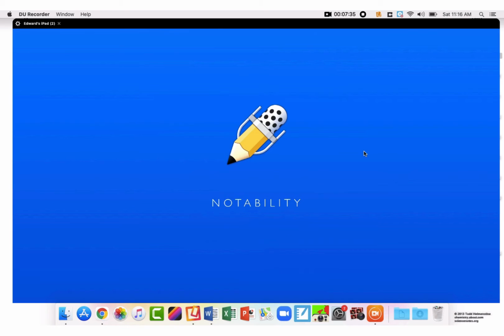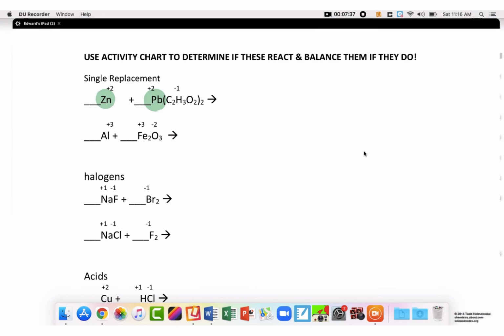Back to our notes. All right, so zinc is above lead, so it can replace it. So we have to react it. So zinc is going to take the place of lead. Okay, -1. So I put the charges above there like that. And then once I do that, then I crisscross my charges. Now, I don't really need to write a 1 there, but I'm going to do that just to show you. Okay. Plus, the Pb got kicked out.